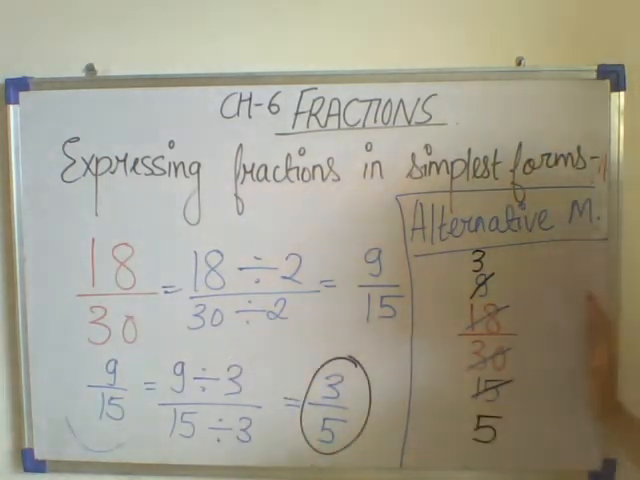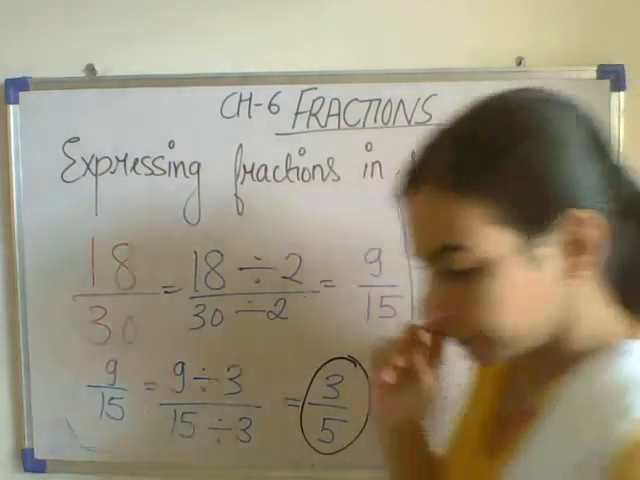Another method is the alternative method. In the alternative method, we put a cut mark. This cut mark indicates that we are doing division. Like I have written here 18 by 30. I have divided both numbers by 2, so I have put a cut mark. When I divide by 2, I get 9 by 15. Again I will be doing the division, so I will put the cut mark. I am dividing both numbers 9 and 15 by 3. So I get 3 by 5.